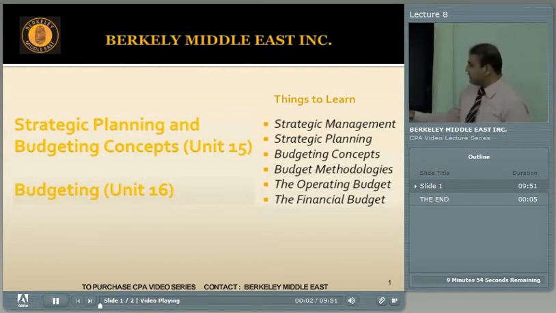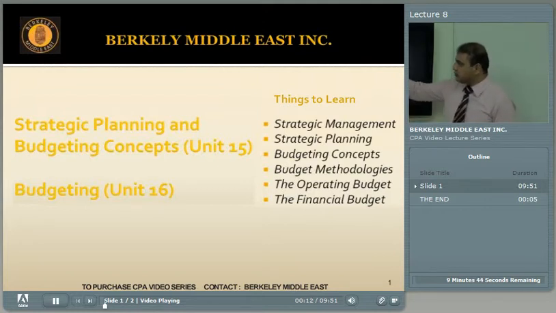So today our unit is 16 and 15. Topic name is strategic planning and budgeting concepts, and the other unit is for the budgeting. Broadly, we are going to discuss two theoretical concepts. One is strategic management and strategic planning. Then what are the budget concept, how it helps the organization, how it creates motivation, it increases the performance.